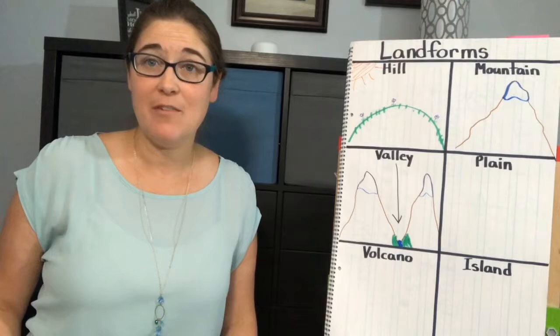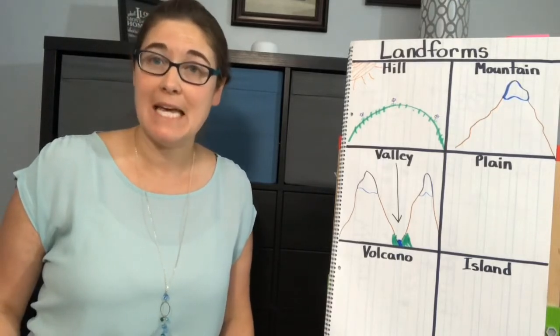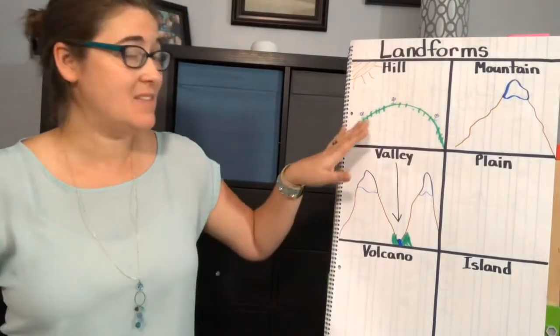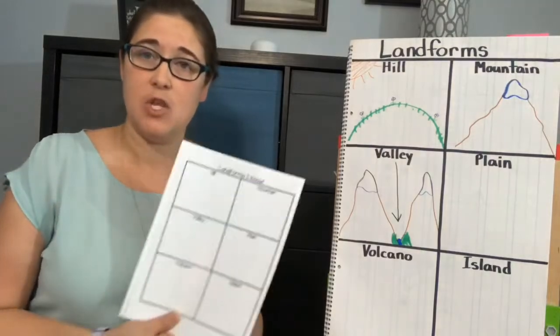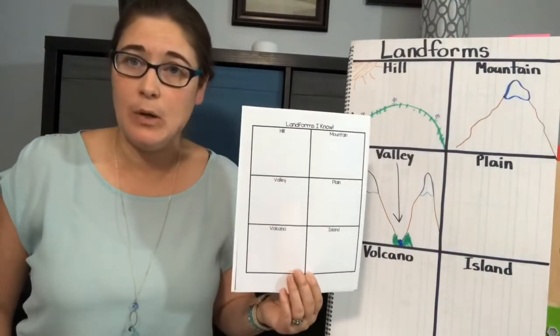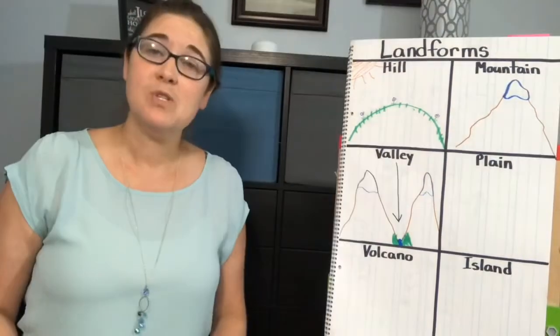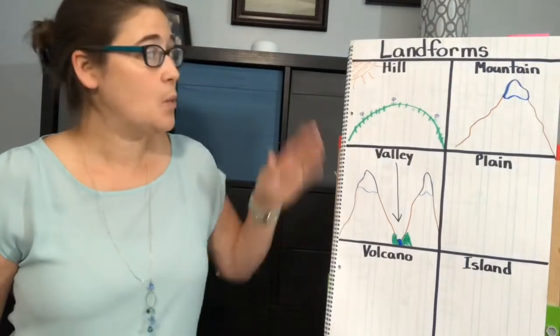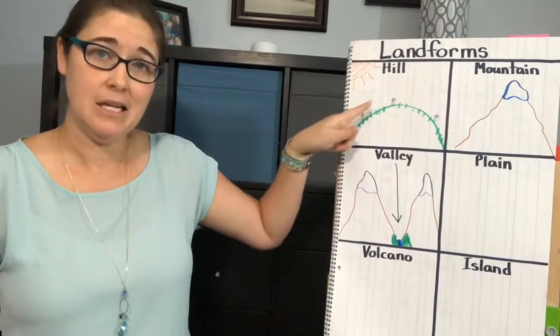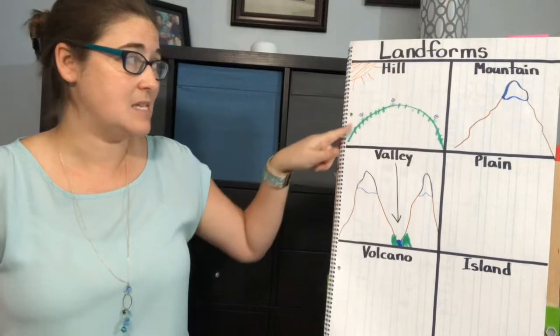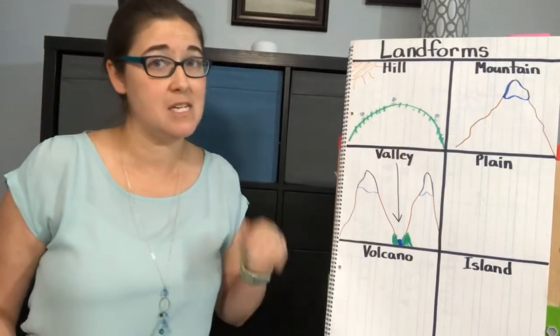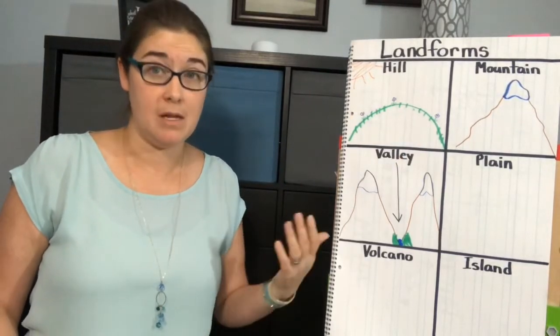And this week we have been learning about all different landforms. And we have this little chart that we're making, and you might have this chart printed out at home, or you made your own. So we're going to continue on. We already talked about a hill, and a hill has a curve to it. A hill can be very small, or it can be very large.